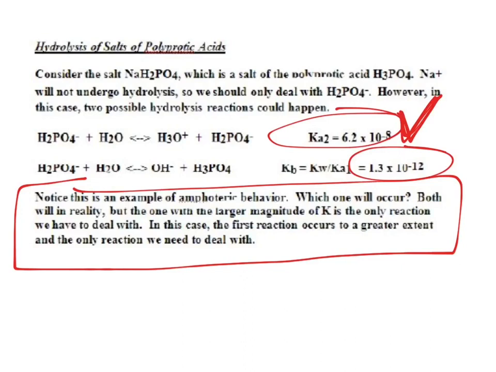So you find the Ka values, and the Ka value that is larger is the one that is going to occur. So if I look at this, it's going to act more as an acid than as a base because of that Ka value.